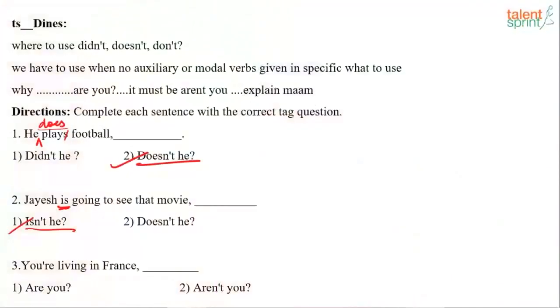All right, so let's look at the last question. You're, okay, so this is the contracted form of you are living in France, aren't you? That will be the question tag. So the right answer is option 2. All right.